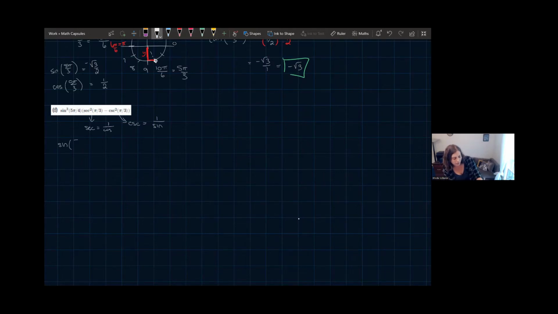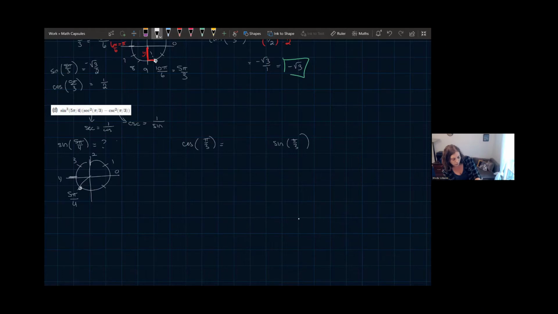So I've got 3 things that I need, basically. I need sine of 5 pi on 4. I need cosine of pi on 3. And I need sine of pi on 3. Let's start with 5 pi on 4. That's a multiple of pi on 4. So we're going to break the top and bottom into 4 equal regions. And we're going to count. 0, 1, 2, 3, 4, 5. 5 pi on 4 is right here.